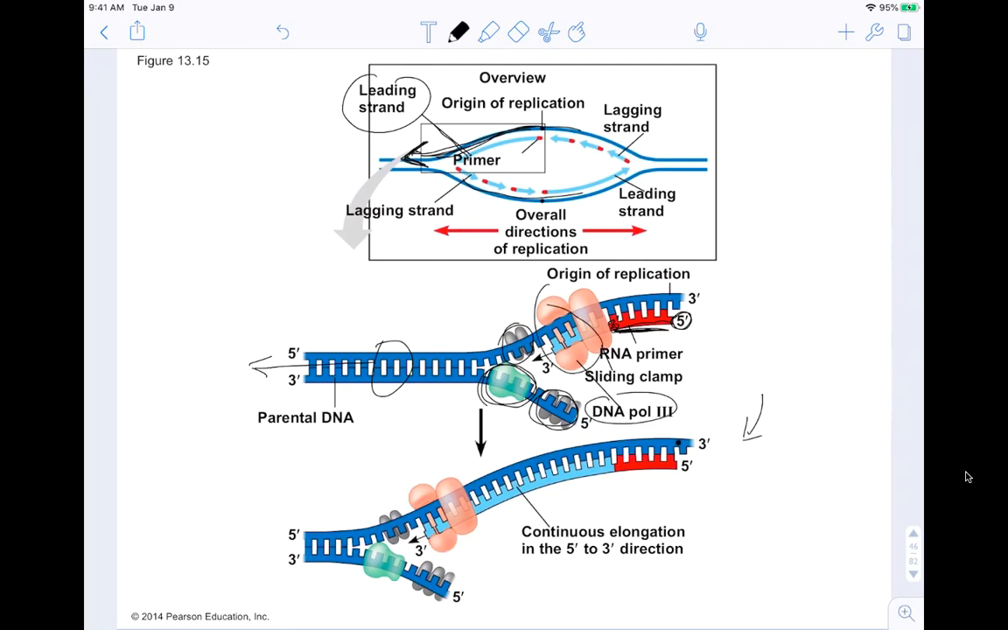Okay, he's adding to the 3' end because 3' is free. So he's adding nucleotides there. And if it's going this way, it's going to go until it reaches the end of the molecule and it's done. Okay, so that's a leading strand. So that's what's happening here. It's a continuous elongation.